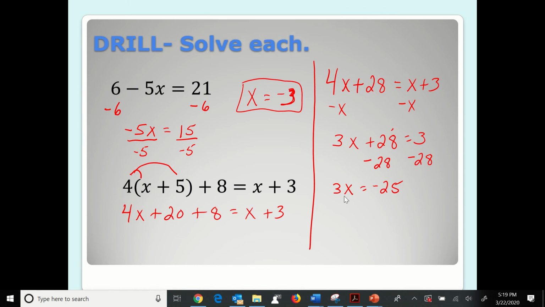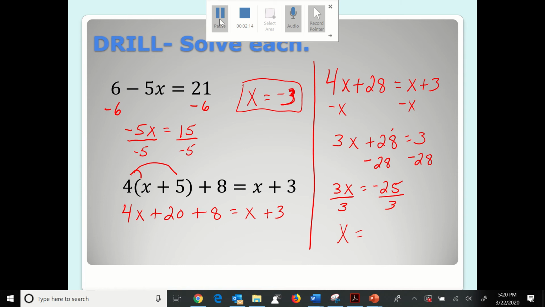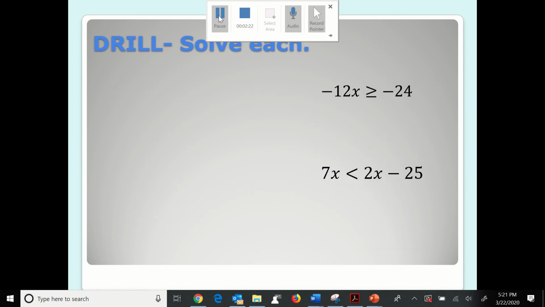Now we need to divide by 3. When we do that, we divide by 3 and we get negative 25 thirds, or if you wanted to make it a mixed number, negative 8 and 1/3. All right, moving on to the next two.